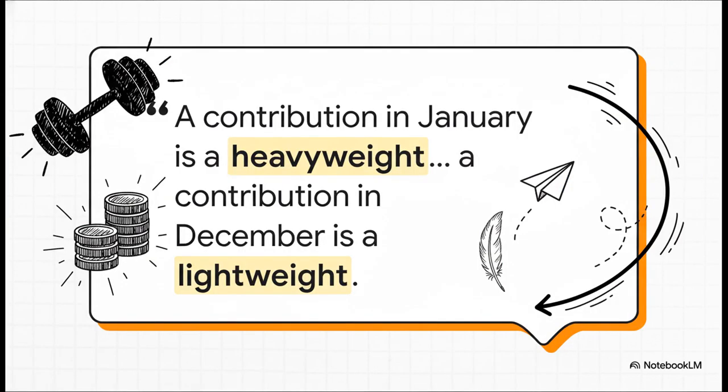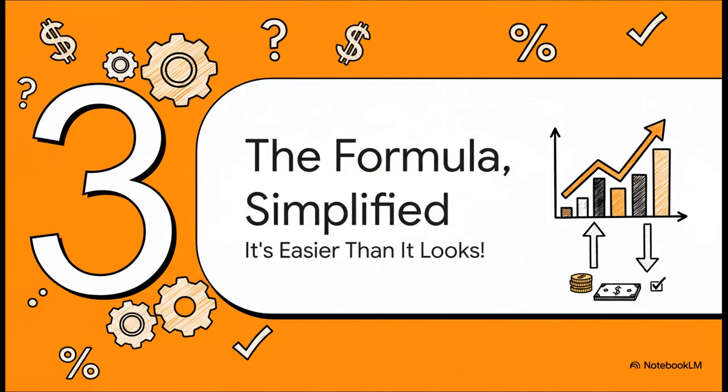And here is the secret sauce. This is the whole idea in a nutshell. Money you put in at the start of the year has more time to grow, right? So that January contribution is a heavyweight. It has a big impact on your results. But that money you add in December, it's a lightweight. It's barely been in the game. The Modified Dietz method gets this, and it weights each contribution accordingly. It's so smart.